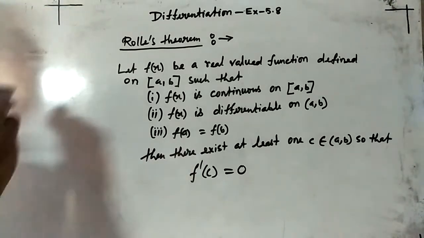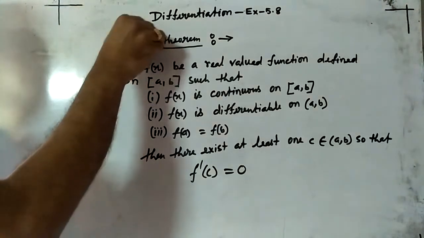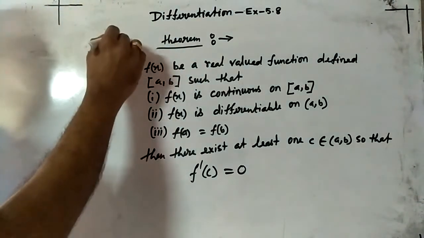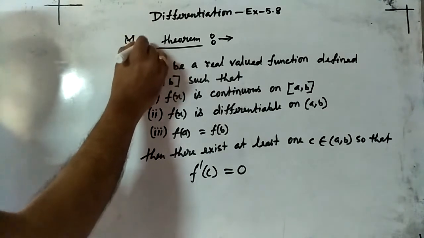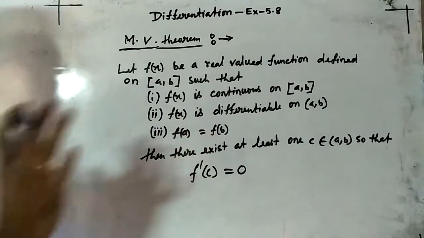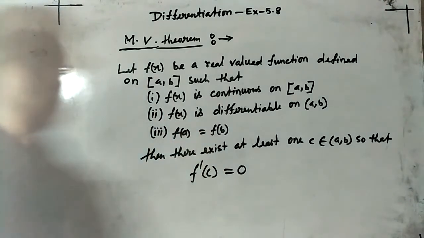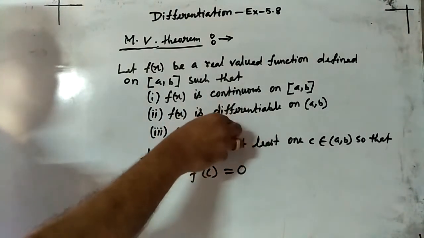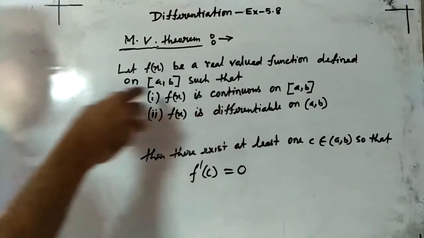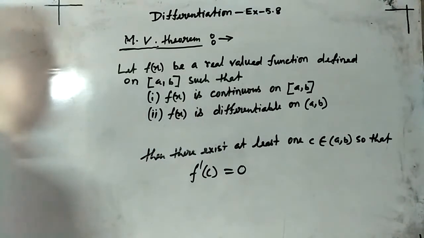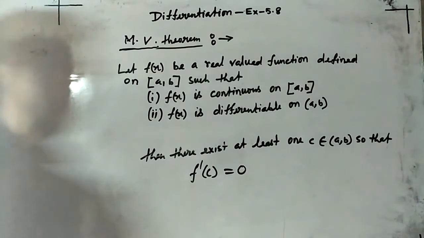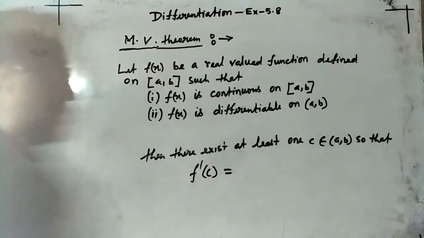Okay. Now I am explaining the mean value theorem. Everything will be the same except f(a) equals f(b). The third point is not required for the mean value theorem. These two conditions are required. Then there exists at least one c belonging to (a, b), so that f dash c will not be 0 here.